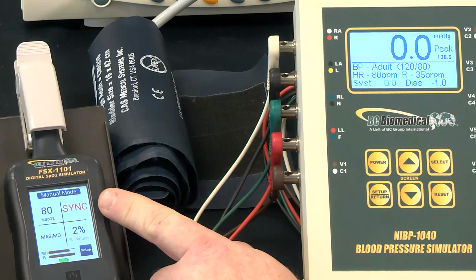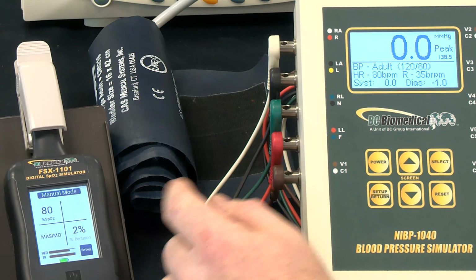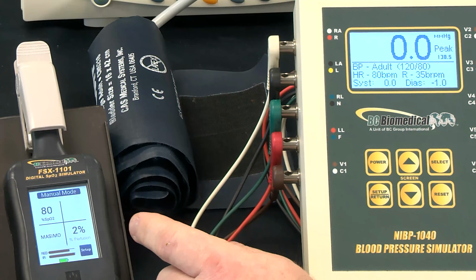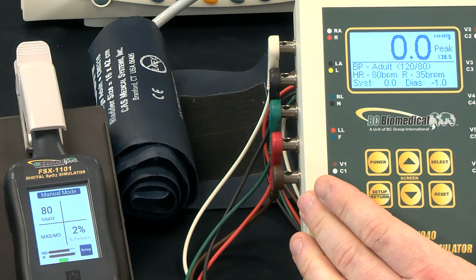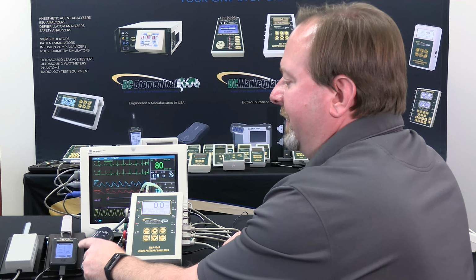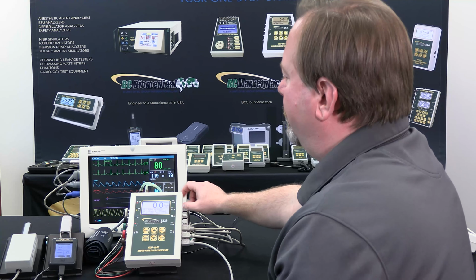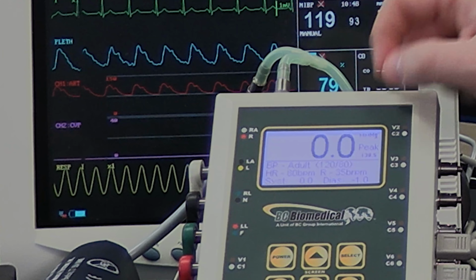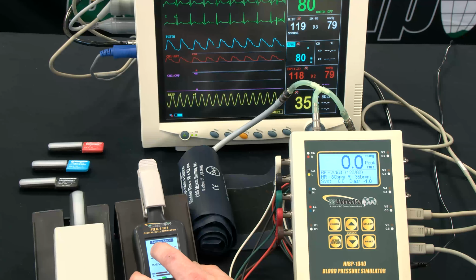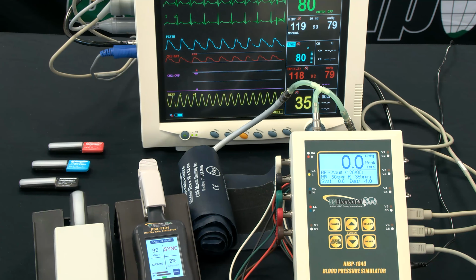When we do that, the FSX will show sync mode, and that indicates that the ECG is being synchronized between the FSX 1101 and the NIBP-1040. In this case, the heart rate will be matching what is set on the NIBP-1040, and the SpO2 will be set by the FSX 1101.